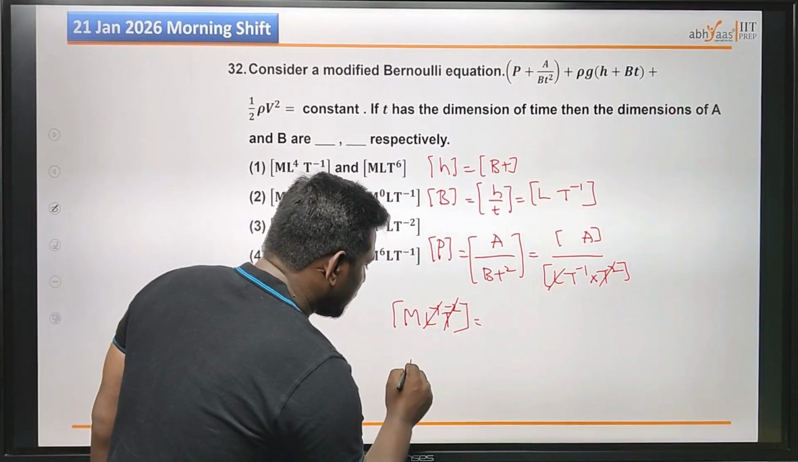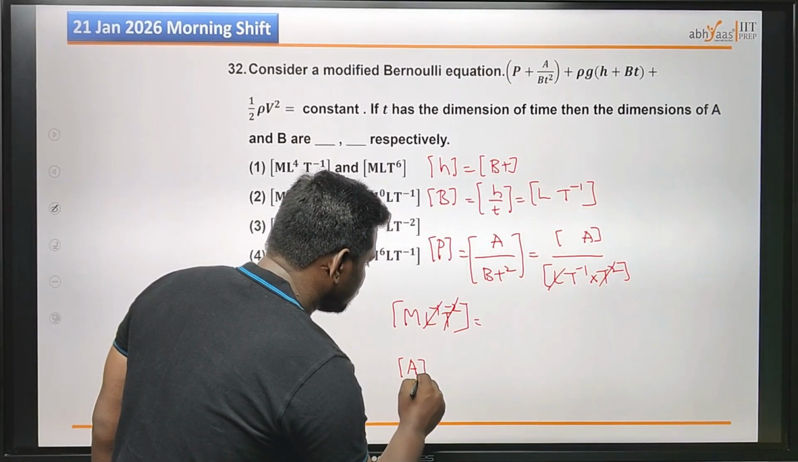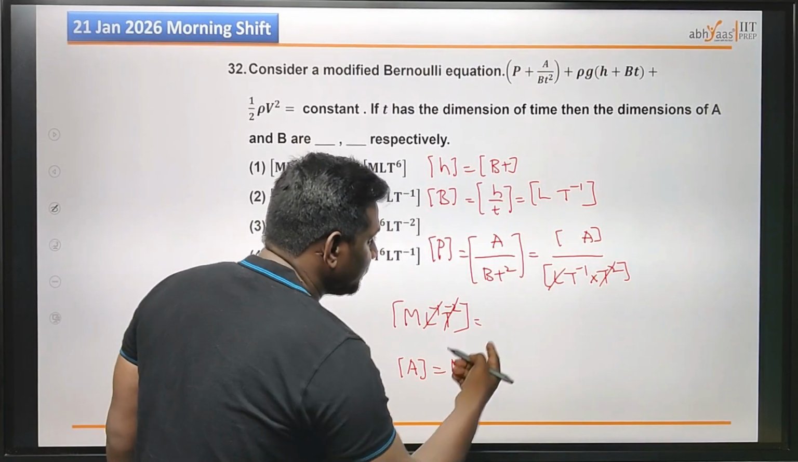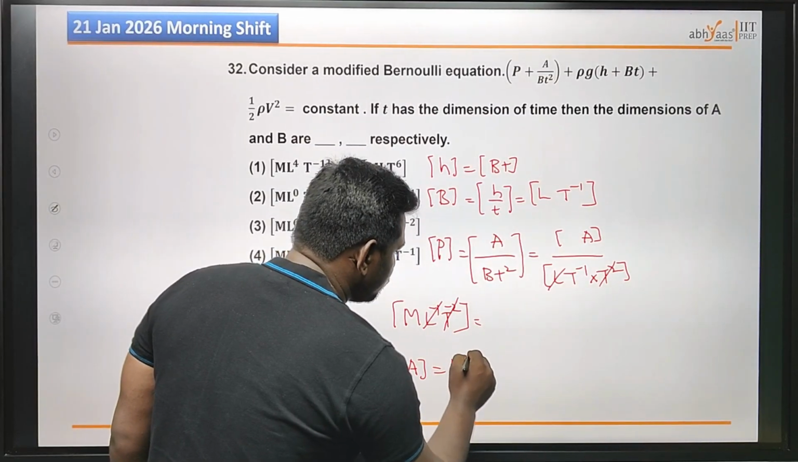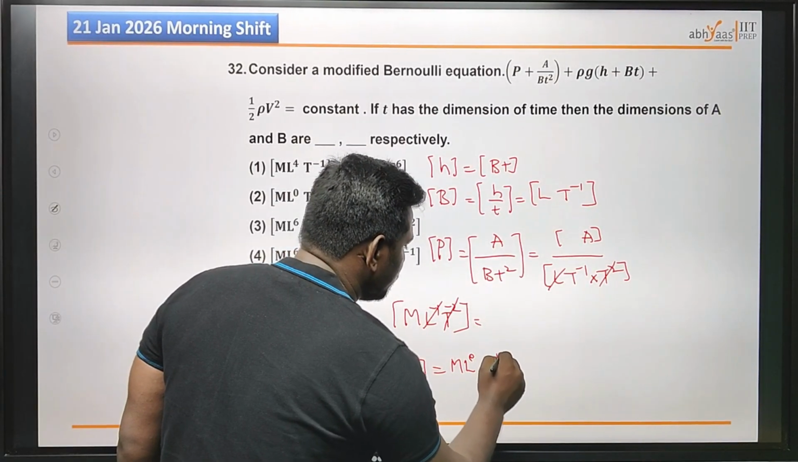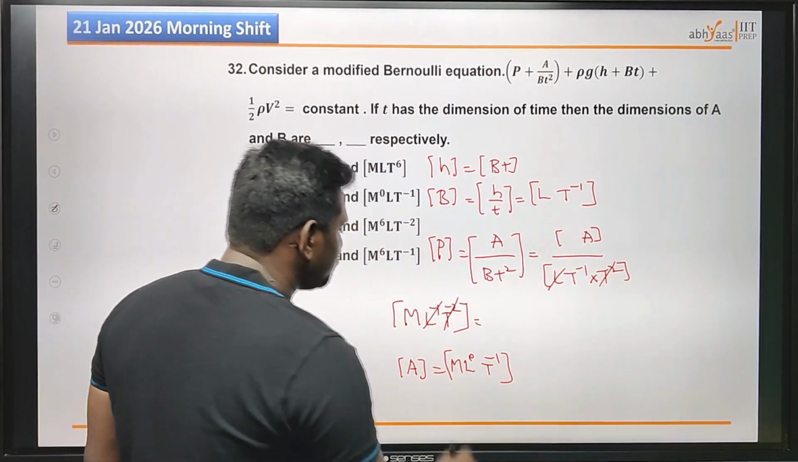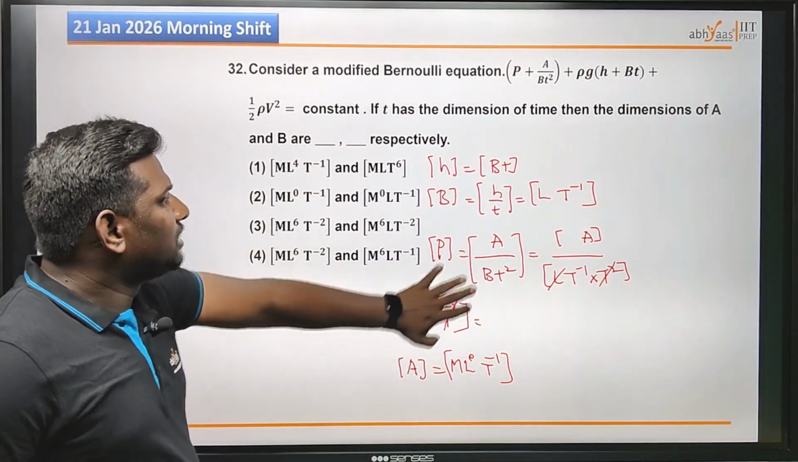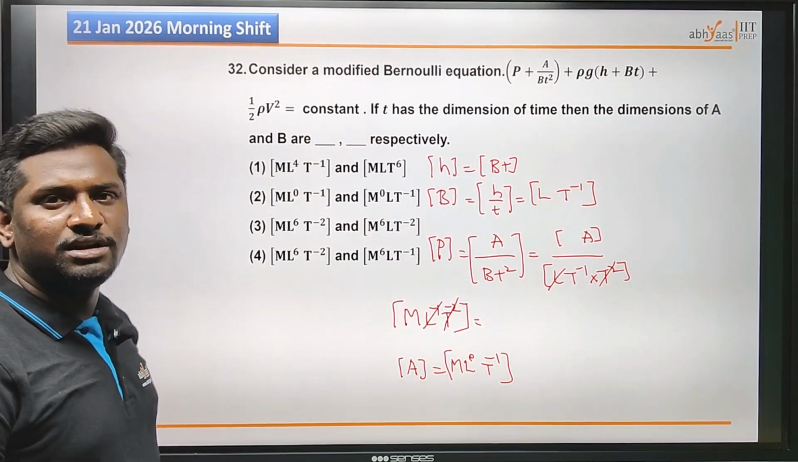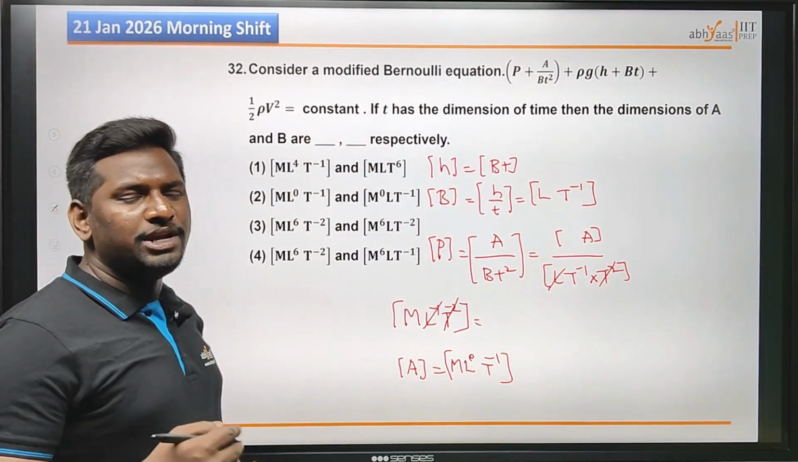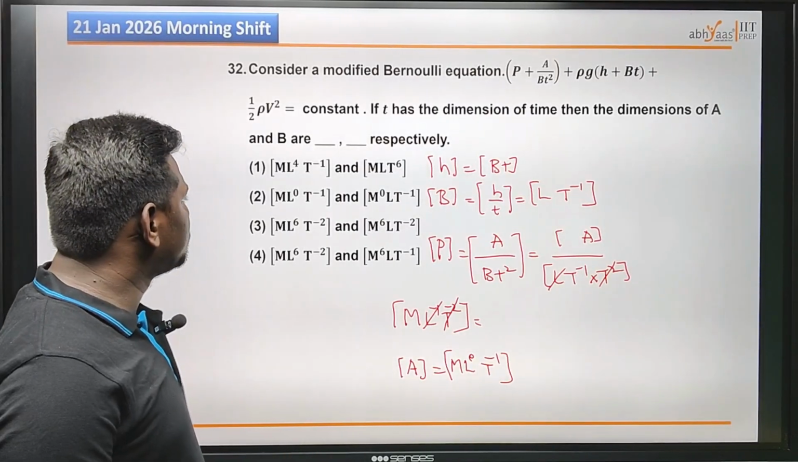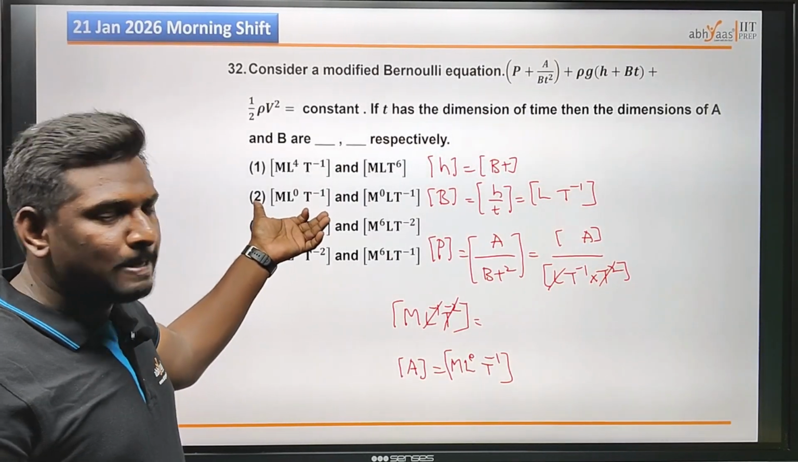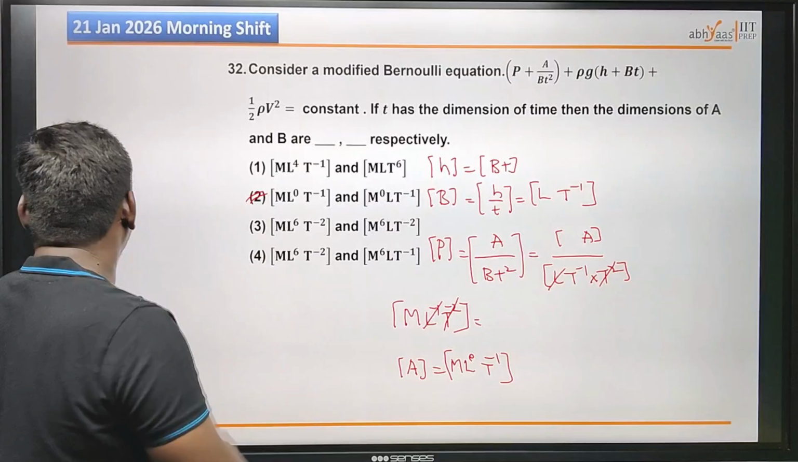So A can be written as M L^0 T to the power minus 1. If you observe, these are the dimensional formulas for B and A. What is the option here? So option 2 is the right answer.